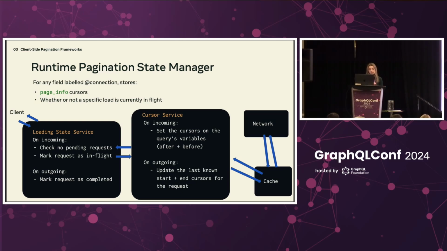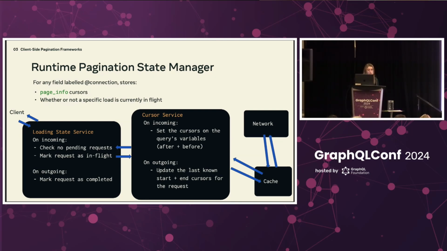Our loading state service can check if there are any pending requests in flight, reject ones that are already in flight, and also send a callback to tell the caller right away, hey, you're loading. You want to show a loading spinner here. And when the response comes back, we can simply mark the request as completed and send another update to the UI frameworks via a callback to say, hey, we're done loading. You can now display this information.